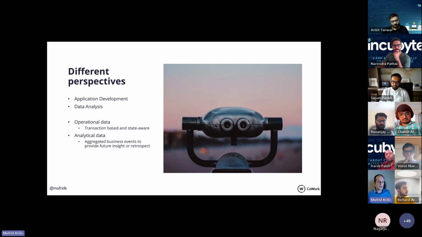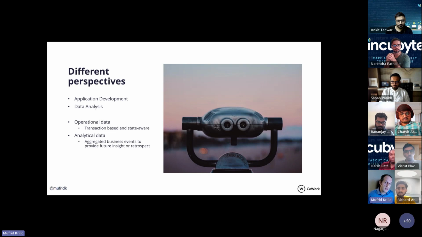So when we are developing applications like your web application or enterprise desktop application in any domain, we are producing operational data which is transaction based and state aware, meaning that applications are mostly concerned with updating, managing the current state of the operation. They are concerned with what is the current state of the application. So that is what we call operational data.